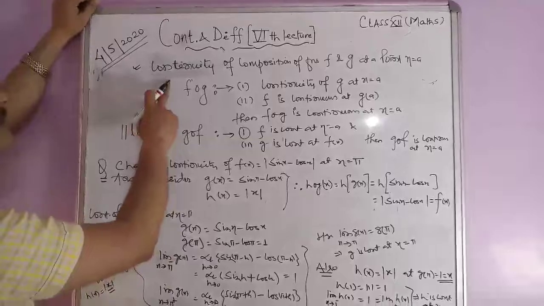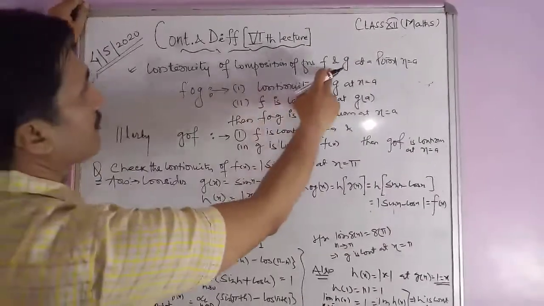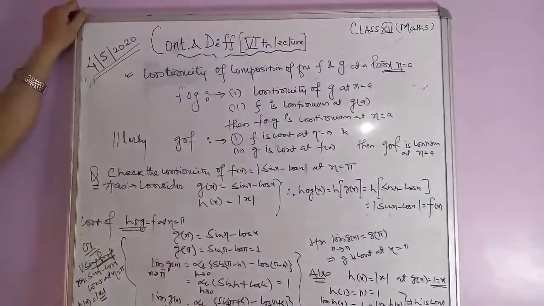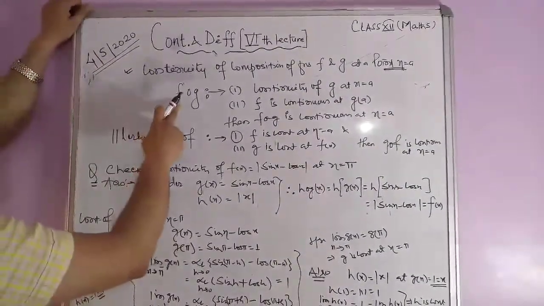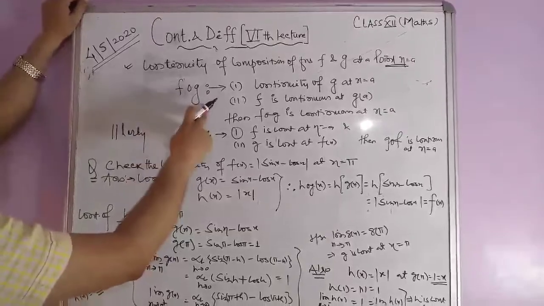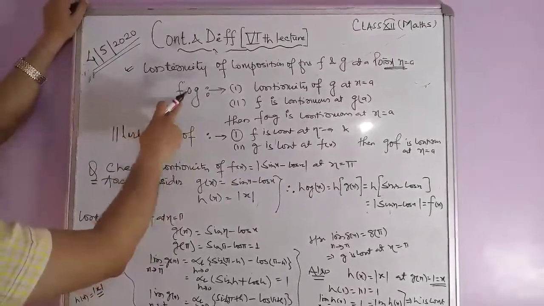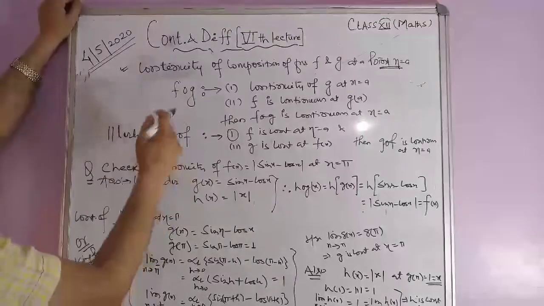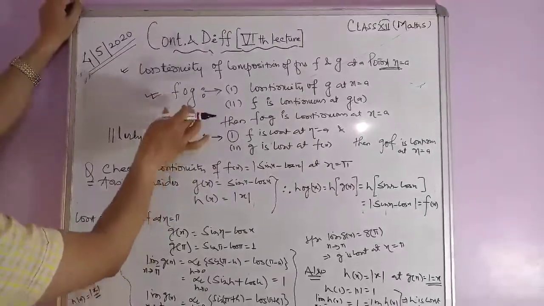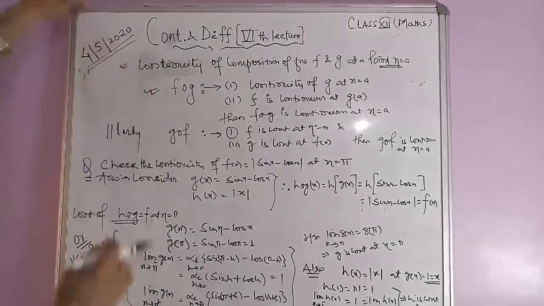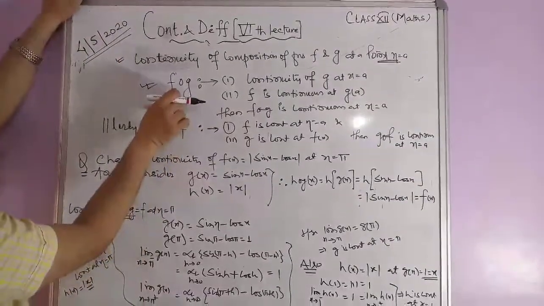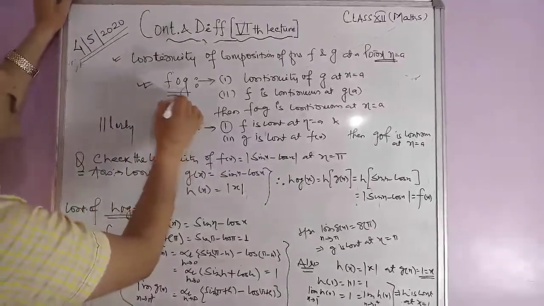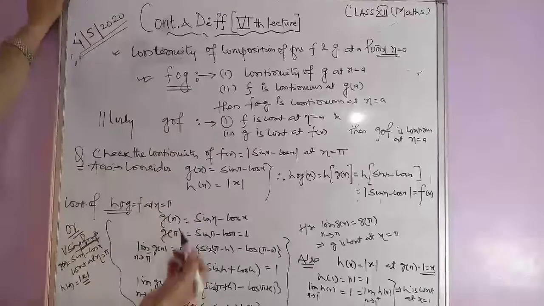Now, continuity of composition of functions f and g at a point x equal to a, in their common domain. We know the composition of two functions f and g may be denoted by f operation g, briefly fog, and g operation f, briefly gof. Continuity of composition of f and g: we know this is the first function and this is the second function. Continuity of this composition f operation g.